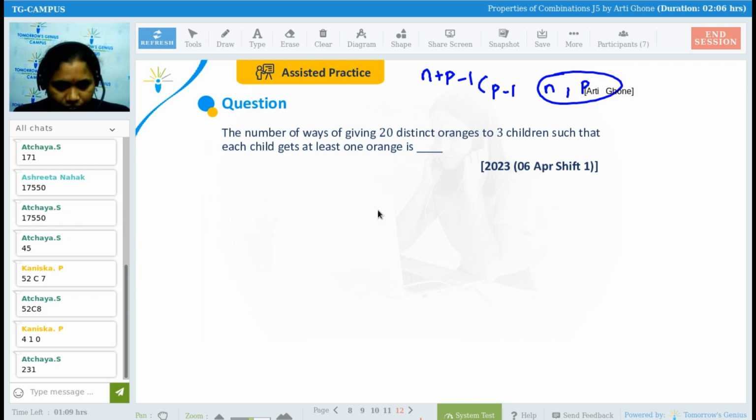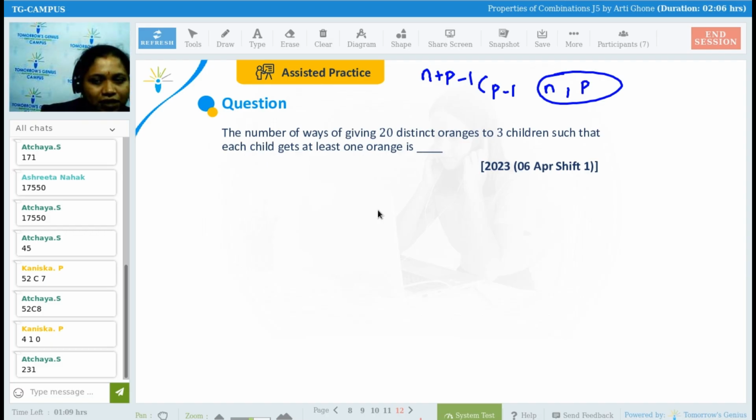Acha, you are answering 231. Can you please tell me what exactly you have taken? If you see, there are 20 distinct oranges and 3 children. Okay, fine, that is clear. But this is again an important case, no? Each child gets at least one orange.